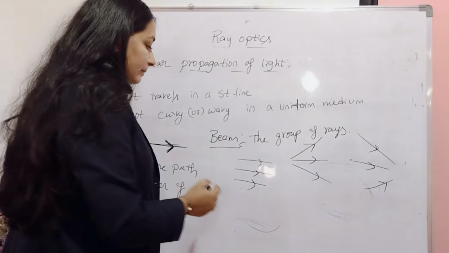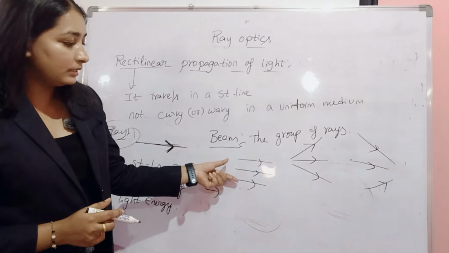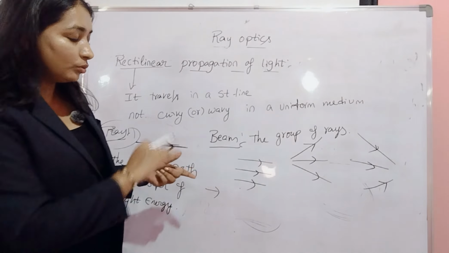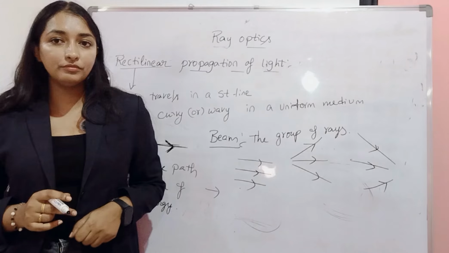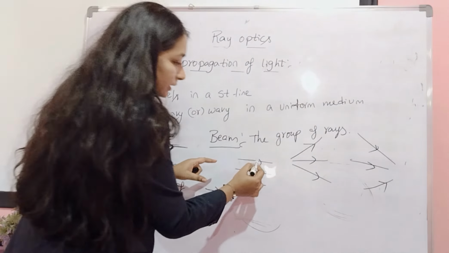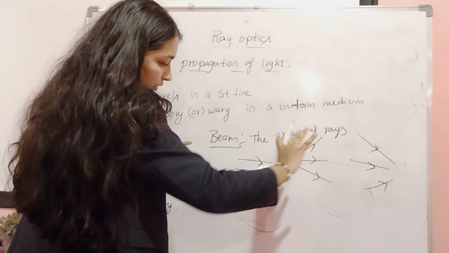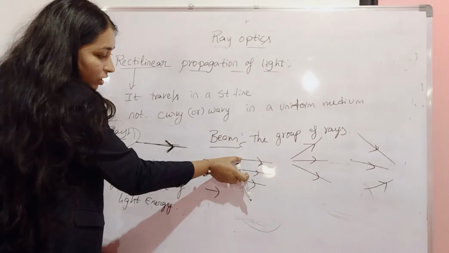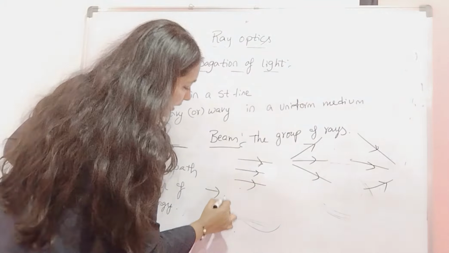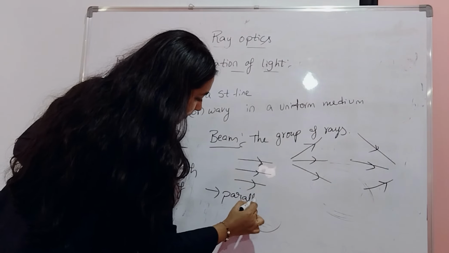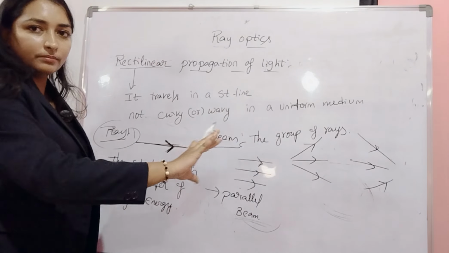Okay, so parallel beam is, here see, the light rays are parallel to each other and the light rays are going in the same direction while maintaining a constant separation from each other. See here, look at the rays of light. All the light rays are going along the same direction while maintaining a constant separation from each other. So this is called parallel beam.